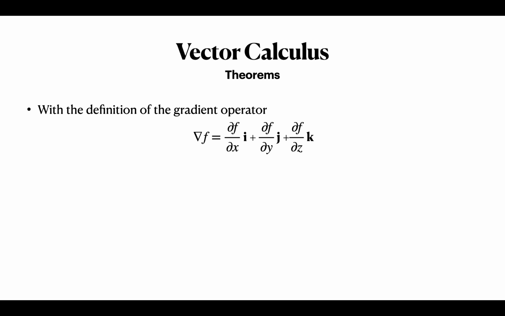So if f was sheep, the gradient of sheep is ∂sheep/∂x along i plus ∂sheep/∂y along j plus ∂sheep/∂z along k. That is the basic idea. Whatever you're getting the gradient of, you plug it into the right-hand side. And that's what makes these theorems so easy to prove, actually.